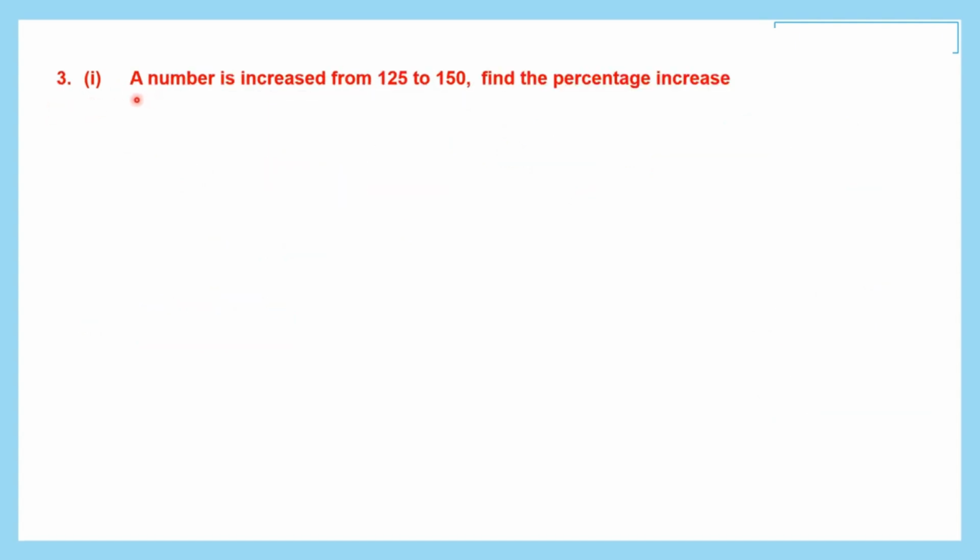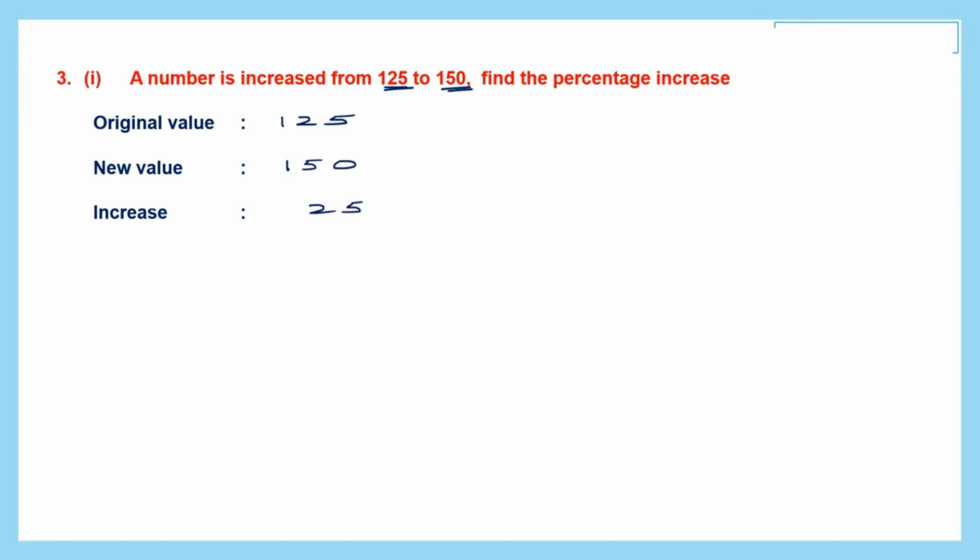Question 3, the first one. A number is increased from 125 to 150. Find the percentage increase. So let's begin by saying the original value. That means the original number was 125. From there it became 150. What is the increase? Increase is 150 minus 125, which is easy to find out. It's 25.